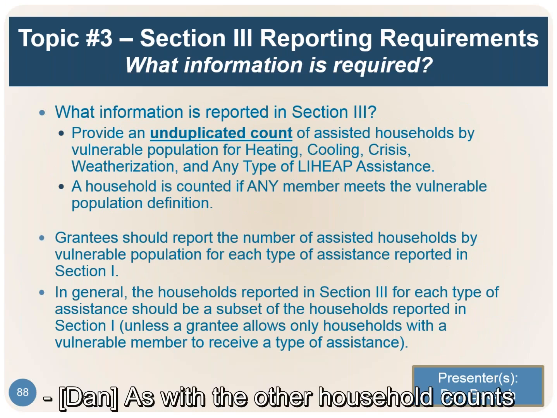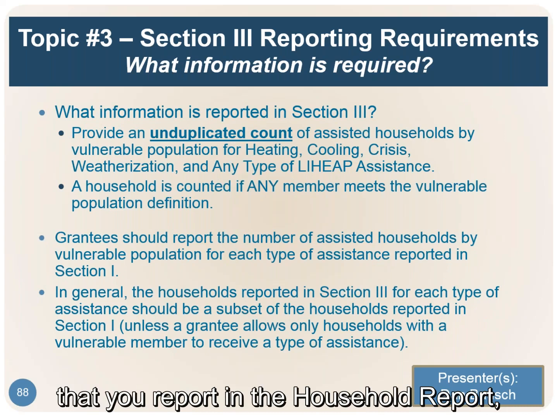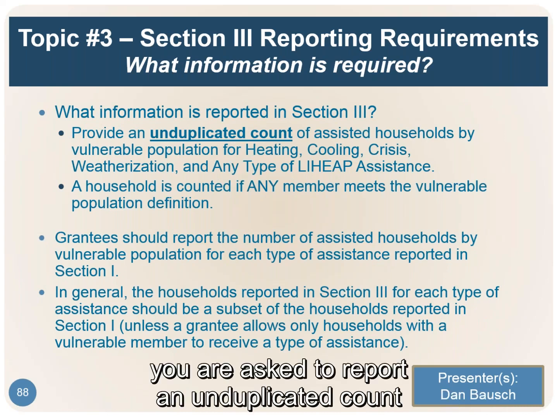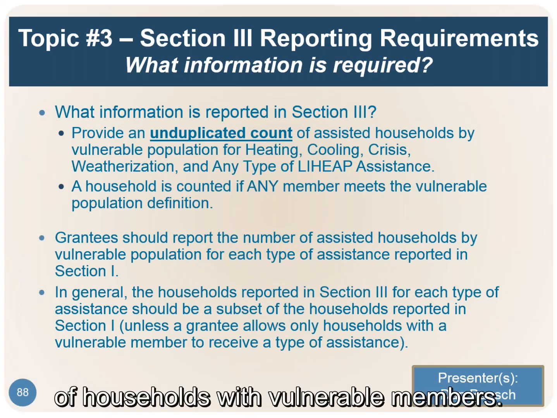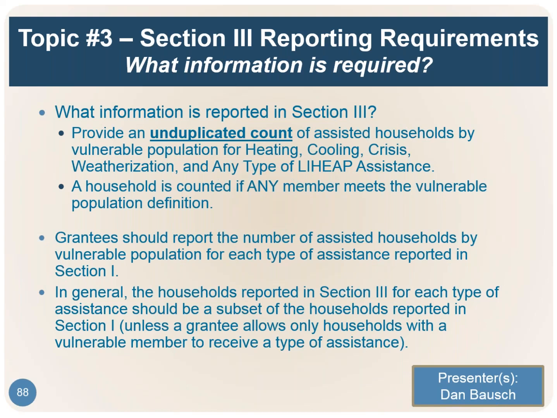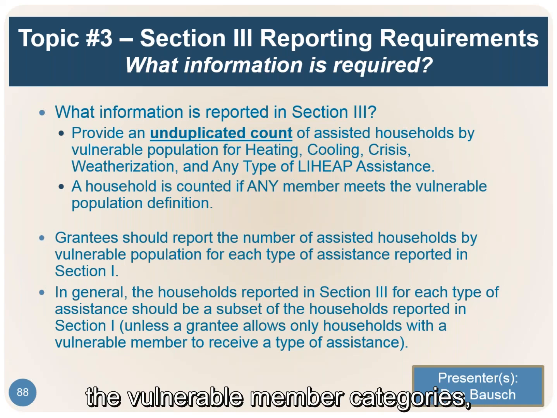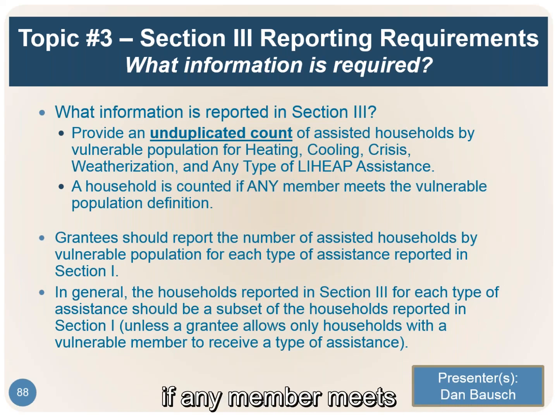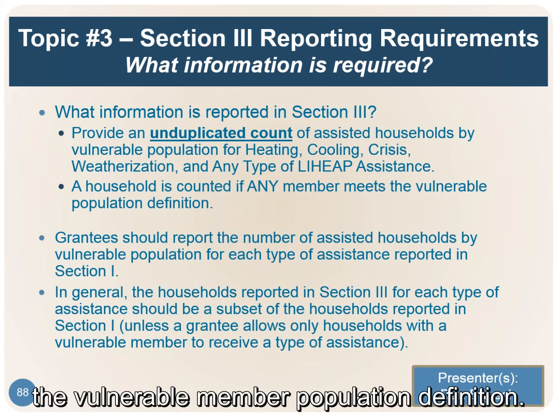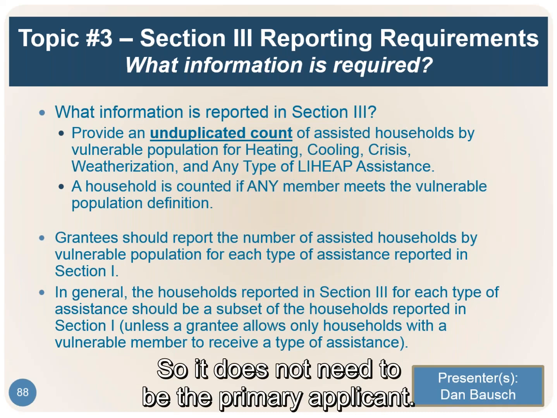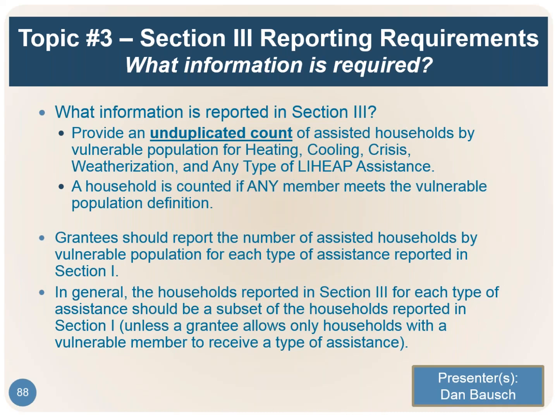As with the other household counts that you report in the household report, you're asked to report an unduplicated count of households with vulnerable members. A household should be counted in the vulnerable member categories if any member meets the vulnerable population definition. So it does not need to be the primary applicant.